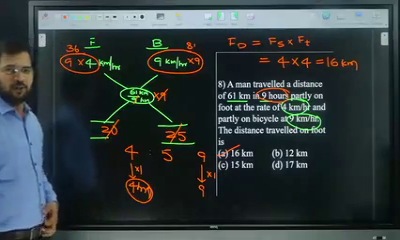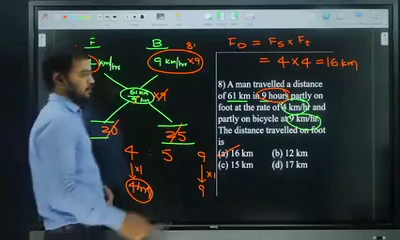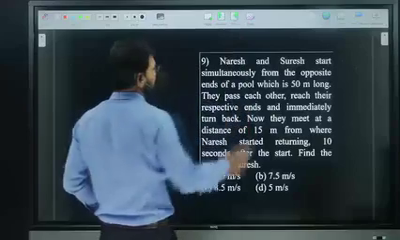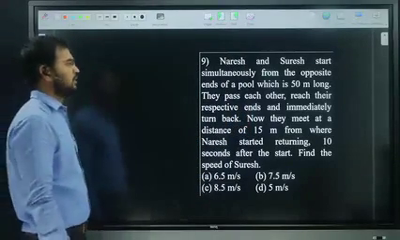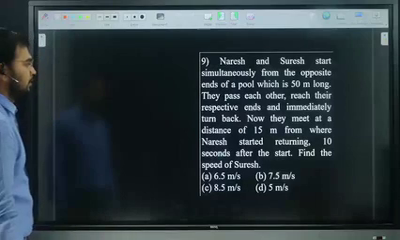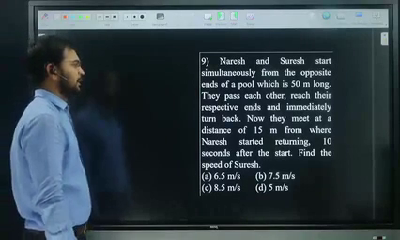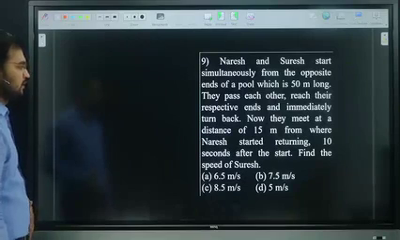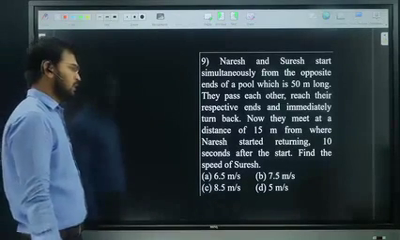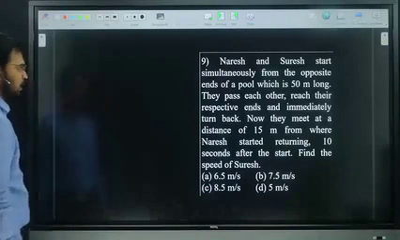Shall I go for the next question? Naresh and Suresh start simultaneously from the opposite ends of a pool which is 50 meters long. They pass each other, they reach their respective ends and immediately turn back. Now they meet at a distance of 15 meters from where Naresh started returning, 10 seconds after the start. Find the speed of Suresh.